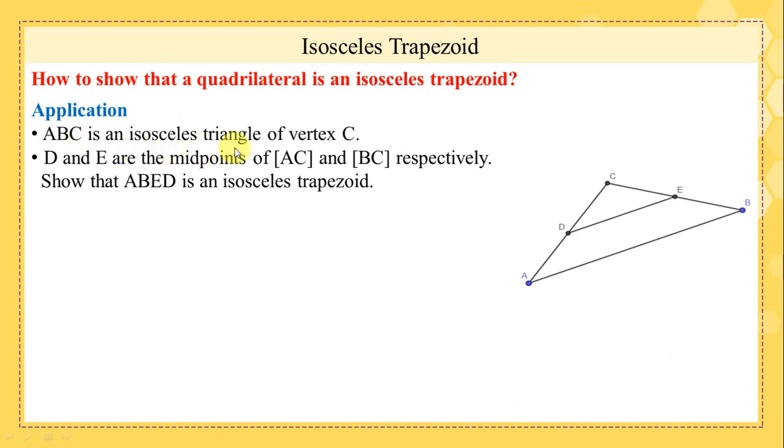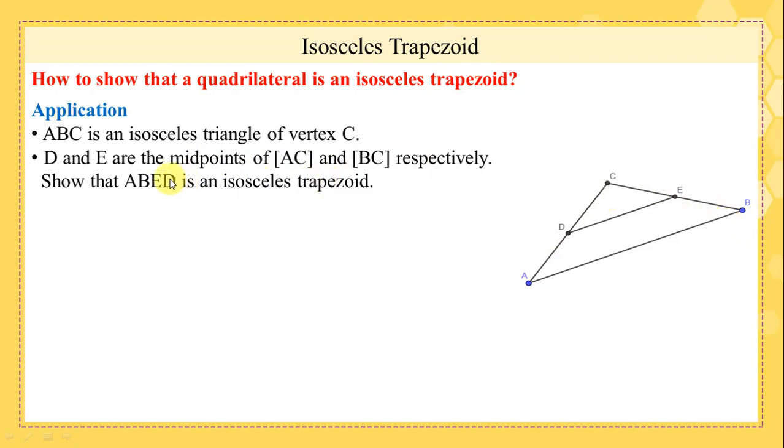ABC is an isosceles triangle of vertex C. Here we have triangle ABC, isosceles of vertex C, which means that AC is equal to CB. D and E are the midpoints of AC and BC respectively. D is the midpoint of AC and E is the midpoint of BC.